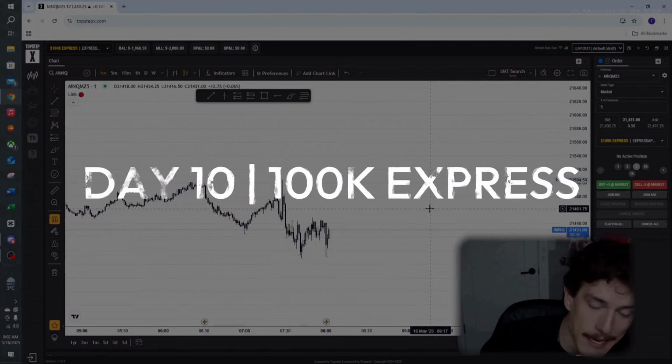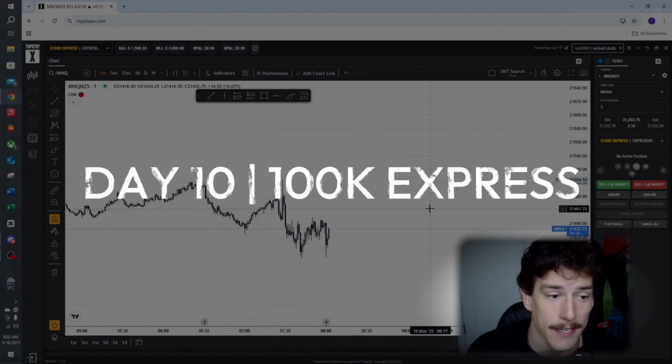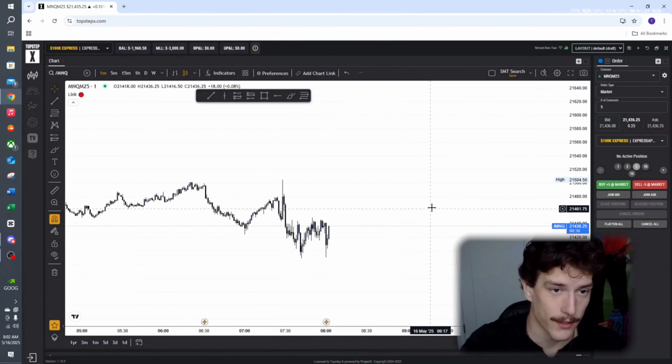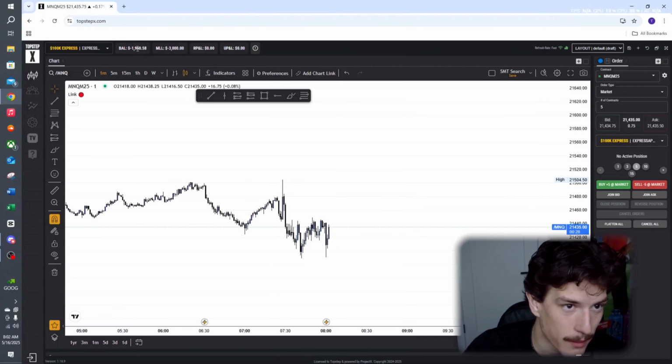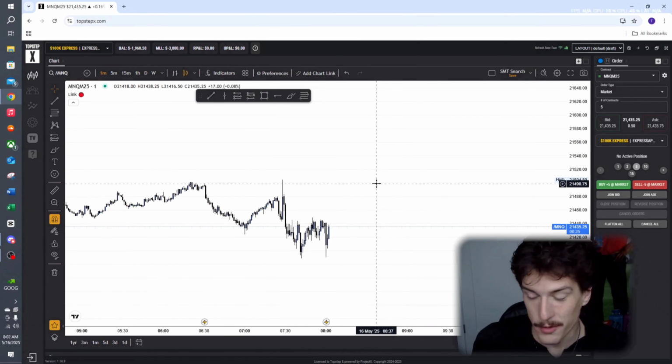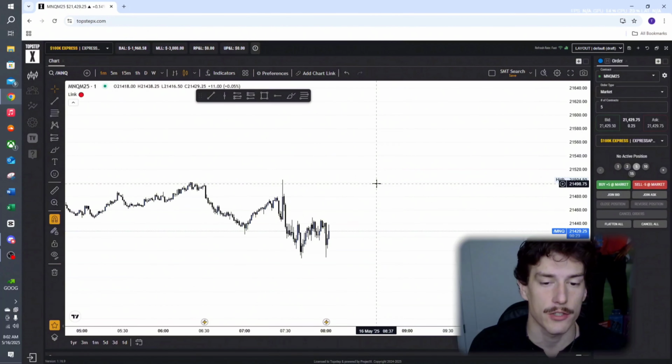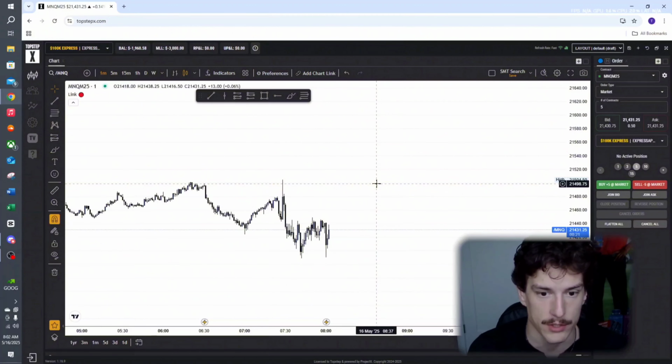YouTube, this is day number 10 of my funded futures account. We are currently, as you can see in the top left corner, almost $2,000 into drawdown. So I will be de-risking today. I'm just going to do 0.25 of risk, which is $250. So at most $500 a day.